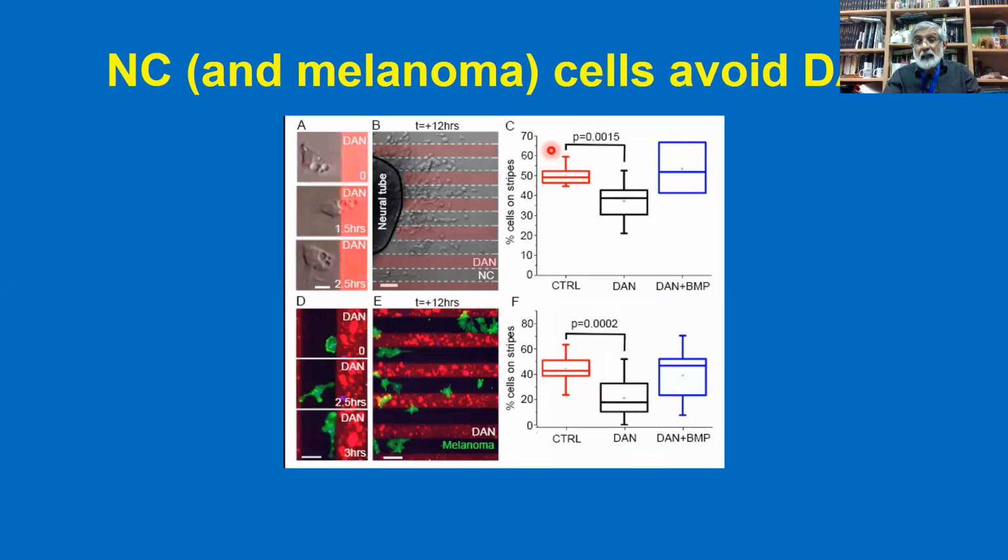As I mentioned, neural crest and melanoma have lots of things in common. So the obvious question now is, here's just the experiment where here's a neural tube, cells coming out of the neural tube, and what Paul and his colleagues did was put strips of DAN. And what you see here, there are more cells on the strips without DAN than there are on the strips with DAN. Do the same to melanoma, and you find that melanoma don't like the DAN. So the DAN could slow down the melanoma.